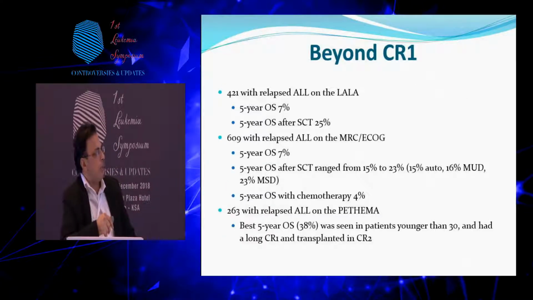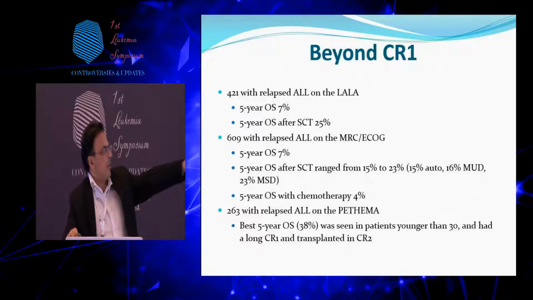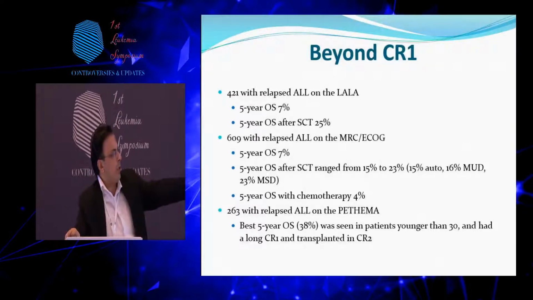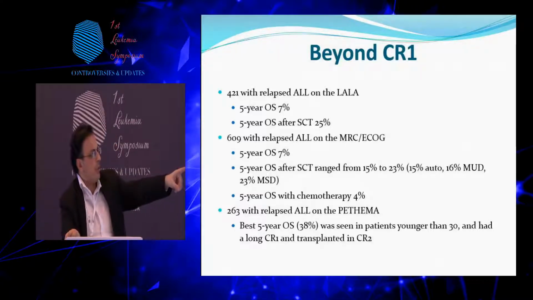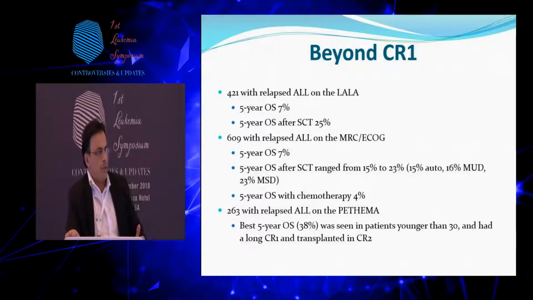Beyond CR1, the outcomes are very bad. If you look at the first two trials, the first is relapses that happened on the LALA trial, 5-year overall survival 7%. If you get to transplant them, it becomes 25%. In the MRC ECOG, 609 patients relapsed, 5-year overall survival exactly the same, 7%. If you get to transplant them, you get into a range from 15 to 23%, depending on the donor: MUD versus matched sibling versus auto. So basically, in transplant, if you can, in CR2, this is where you expect the best outcome.